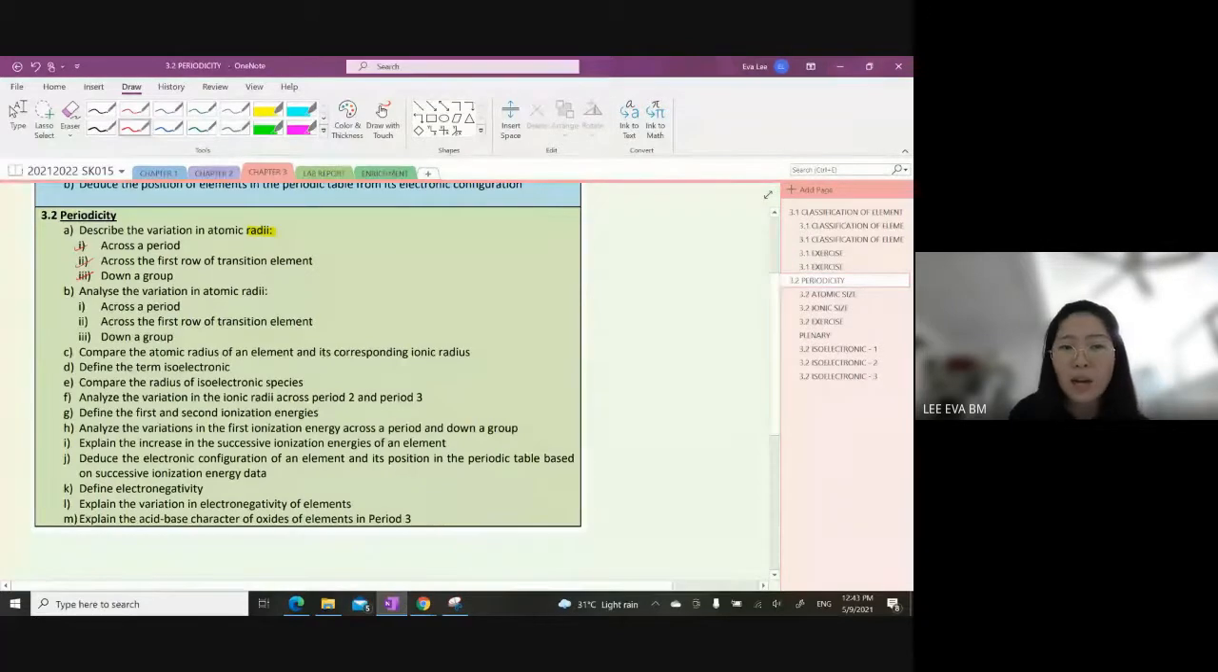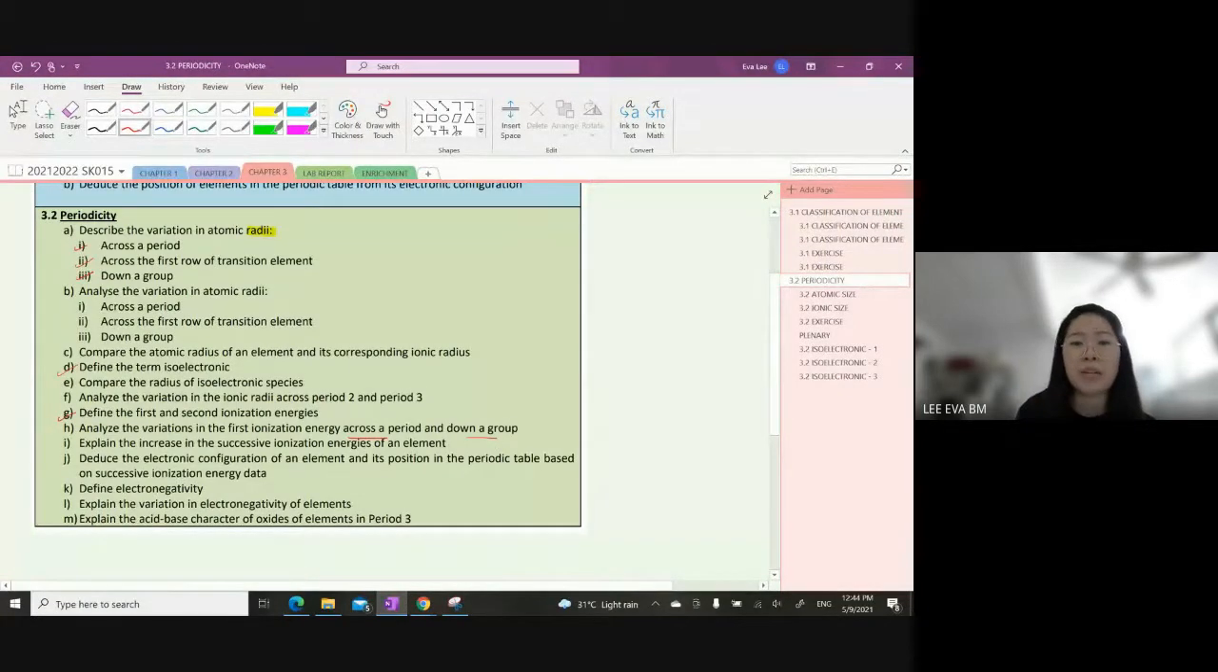And then for C, compare the atomic radius of an element and its corresponding ionic radius. And then after that, we need to define. So this is a whole new term for you, isoelectronic. Something to do with the electronic configurations that you have learned before. But what it means by iso, you need to define. For E, compare the radius of isoelectronic species. Analyze variation in ionic radius across period 2 and period 3. Define the first, second ionization energy. Analyze variations in the first ionization energy across a period and down a group.